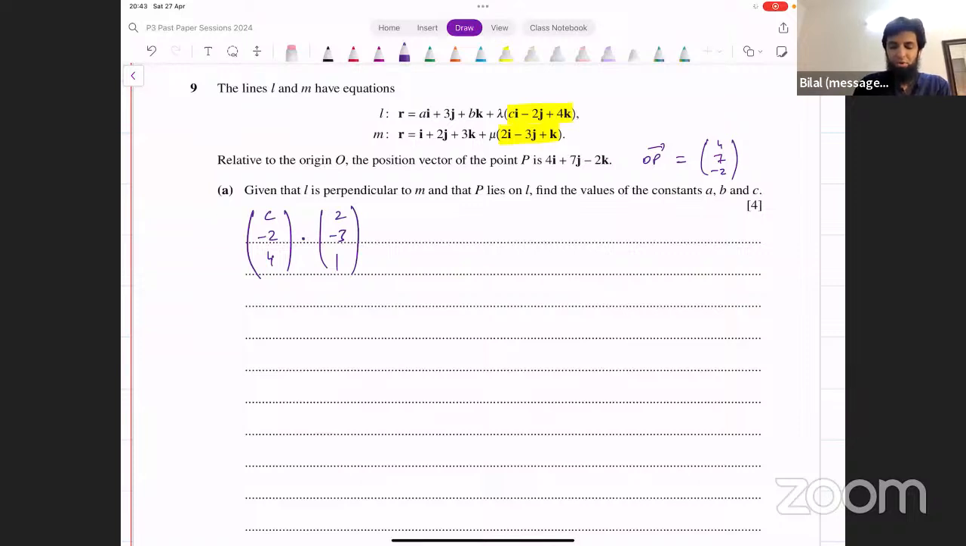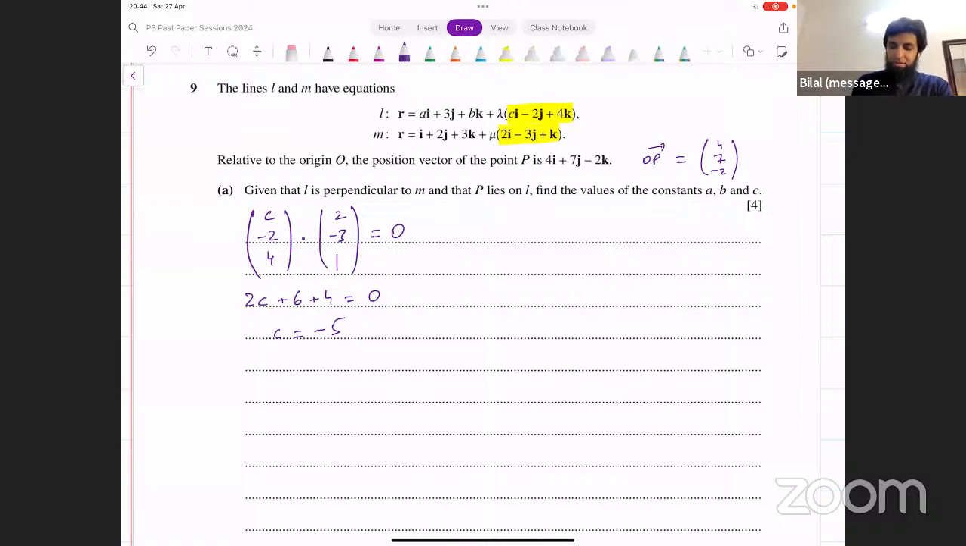Since they are both perpendicular, the dot product of their direction vectors should be equal to 0. What do we get from this? 2c minus 2 into minus 3, that's plus 6, plus 4, that equals 0. And that gives us the value of c, which is minus 5. So we get the value of c from this using that both the lines are perpendicular. That's one thing.